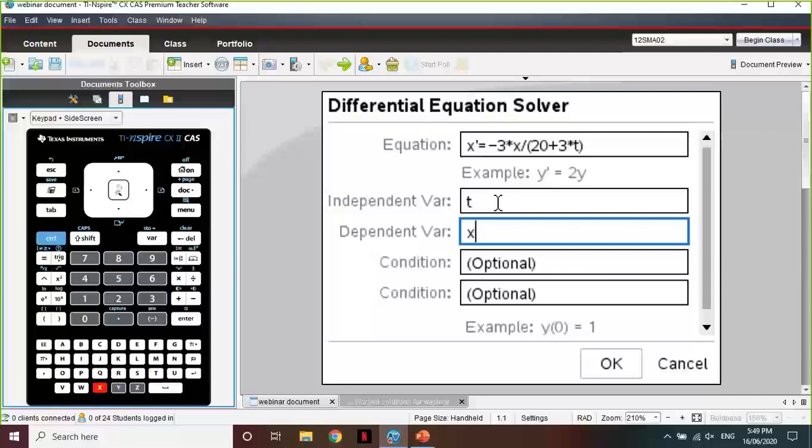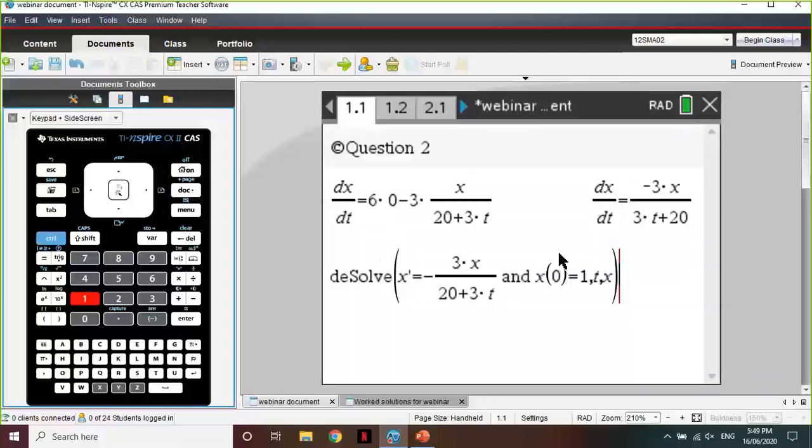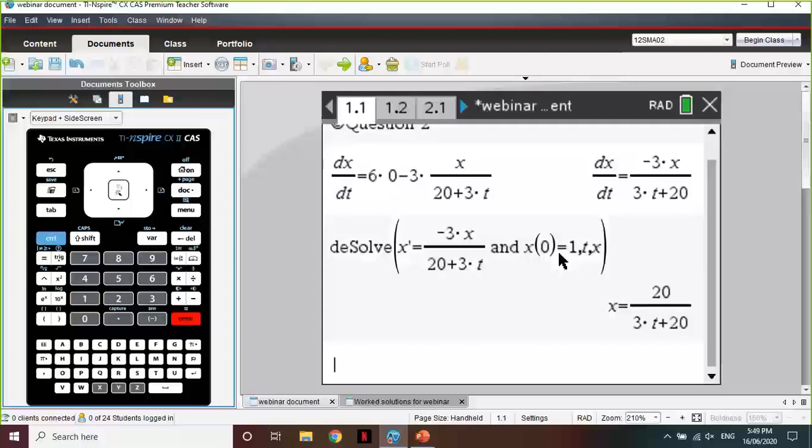x. Now, for the condition, we're told initially that we have 1 kilogram of salt in there. So the way we represent that is x, open bracket, 0, equal to 1. So what we're saying here is that initially the time equals 0, the x value is equal to 1. And then we can press enter to get our differential equation there.